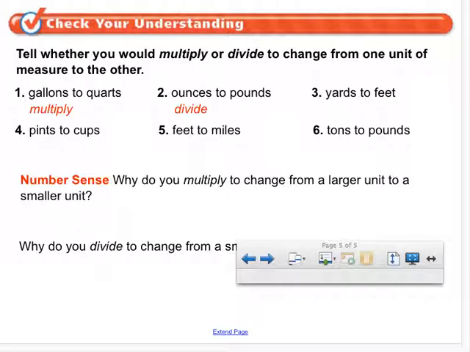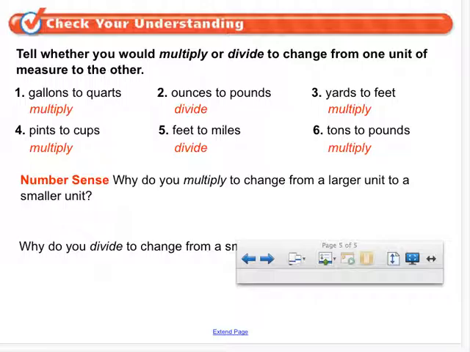So what am I doing, multiplying or dividing? Is this large to small or small to large? So what am I doing? Is this large to small or small to large? So what am I doing? Nice, divide. Is this large to small or small to large? So what am I doing?